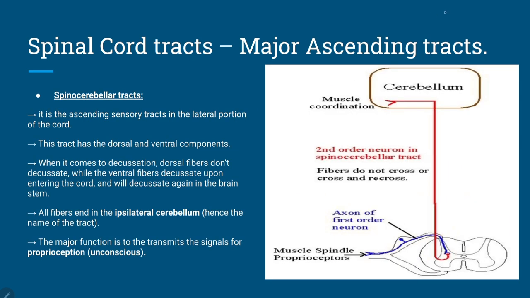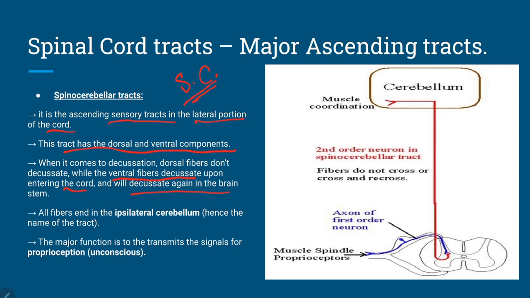Now we're going to look at another major ascending tract, and this one is the spinocerebellar tract. Again, simple to remember: spinal cord and cerebellum are involved. It is the ascending sensory tract in the lateral portion of the cord, and this tract has dorsal and ventral components. But when it comes to the decussation, the dorsal fiber does not decussate, while the ventral fiber decussates upon entering the cord. Dorsal don't, ventral does, and then it will decussate again in the brainstem.